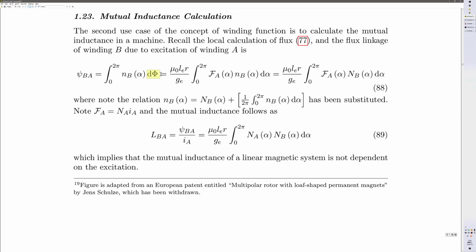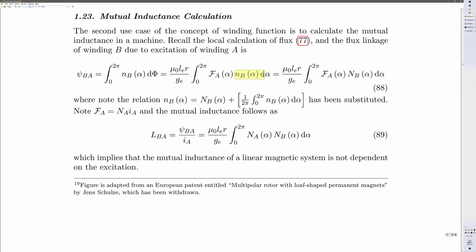So we assume there's a flux linkage, some flux in the air gap, and the turn number of our circuit B is NB at angular location alpha here. So the flux linkage is basically we integrate it over 0 to 2 pi. And we plug in the expression for d phi, where this FA, the MMF of circuit A, comes out. We just go through this derivation.